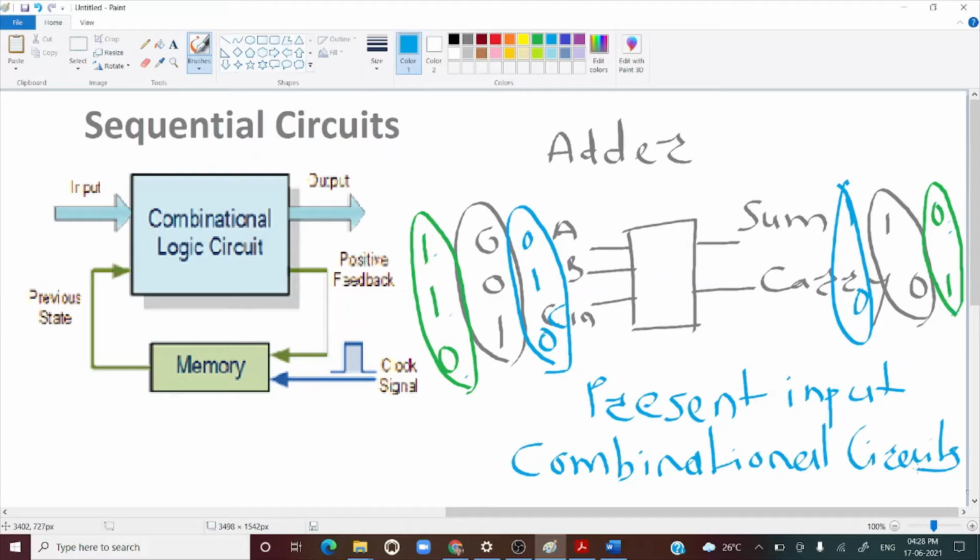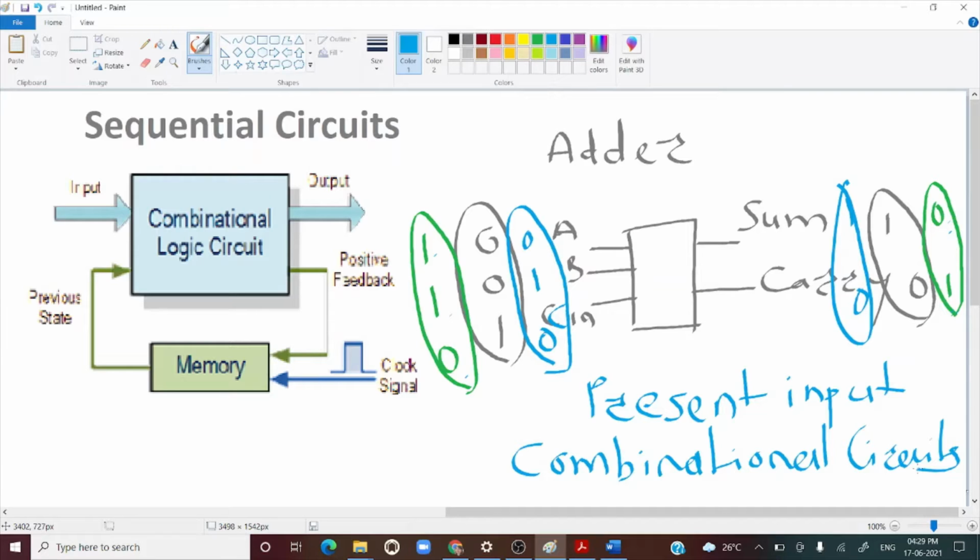In a multiplexer also, whatever the present select inputs and data inputs are, accordingly you will get the output. No matter what the previous output was, you will get the output according to the present input condition. So these combinational circuits do not have any memory to store the previous outputs. These are simple circuits designed using logic gates without any clock inputs and without any memory.